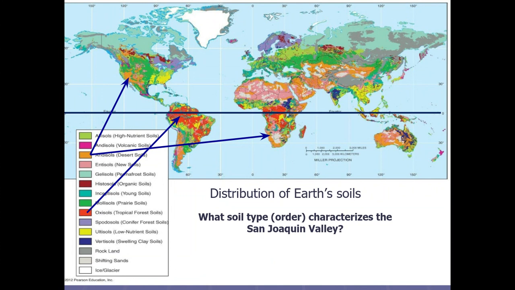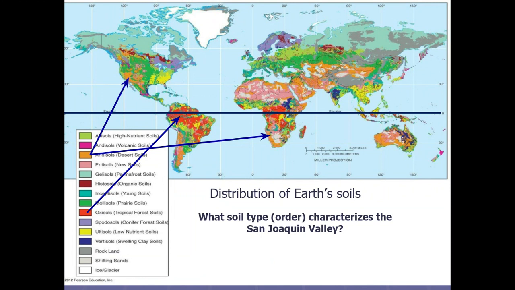And the first question we have to ask is, what is the San Joaquin Valley noted for? And most students will raise their hand and indicate that we're noted for agriculture. And we're actually noted for the fact that the San Joaquin Valley can supply a large percentage of the world's vegetables and other products that come from agriculture. And so I said, okay, well, what would be the order then that characterizes that?